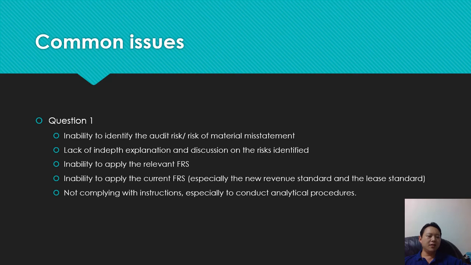Okay, third, the inability to apply the relevant FRS. I can't think of any very prominent example offhand, but one of the very good examples would be, for example, provision. Say the company sells goods, and these goods come with warranty. So therefore, the applicable FRS concern is provision, right? Because there is a present obligation and it is probable, and there can be a reliable measurement. So therefore, a provision needs to be related to in your explanation regarding the audit risk, or the risk of material misstatement. Okay, so provision is a commonly tested one.